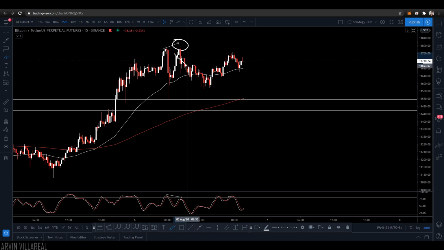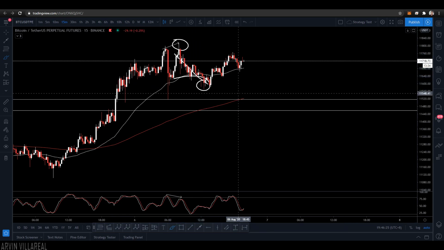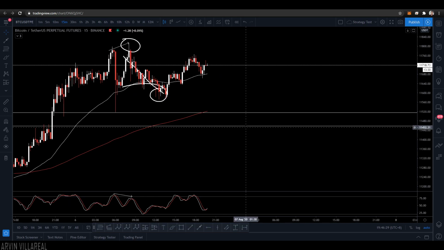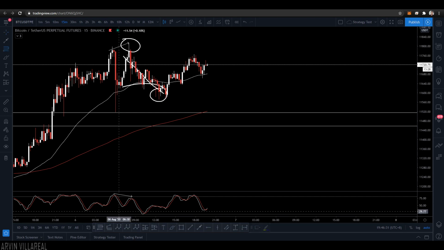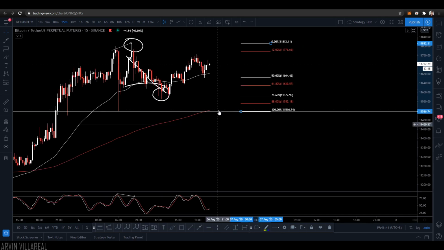Now, we're gonna wanna look for that beautiful pullback so we could make the re-entry to the 0.618 fib na ipa-plot natin from swing low to swing high. Diba? So it does make sense. Though it's not 0.618, we could also go in sa 0.786. So those are our areas.